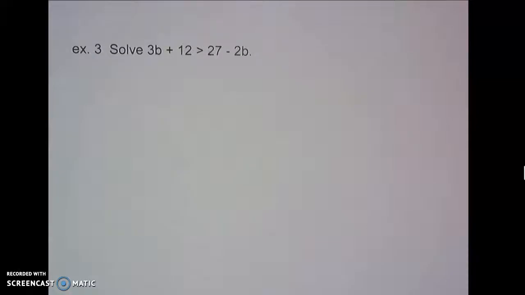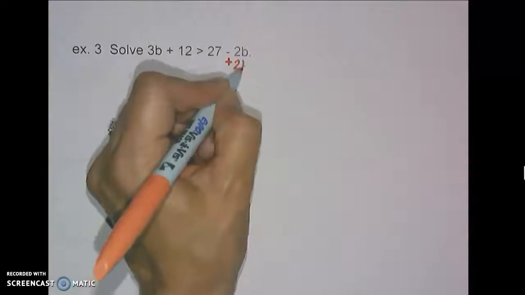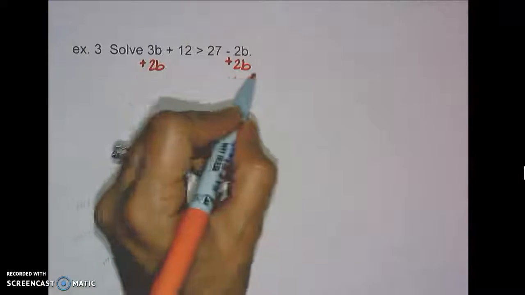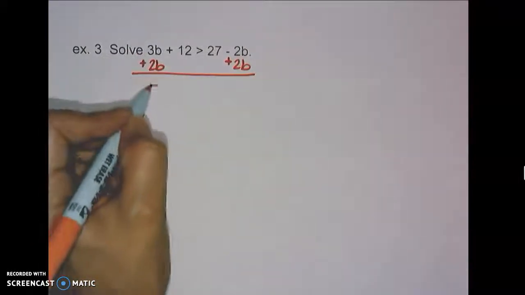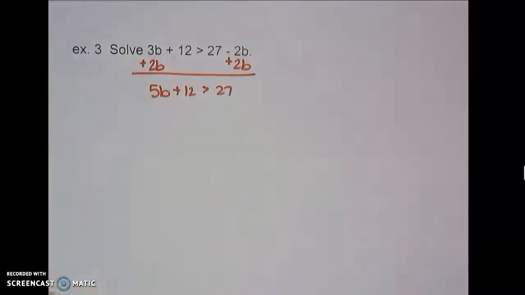All right, let's take a look at one that has variables on both sides of the inequality symbol. So here we have 3b plus 12 is greater than 27 minus 2b. Again, we're going to solve, and then we're going to work on graphing these. Okay, so in these questions, we're getting variables to one side, numbers to the other. It doesn't matter which one you're doing first, but I'm going to move this negative 2b to the left by adding it to get my b's together. So that's going to give us 5b plus 12 is greater than 27.